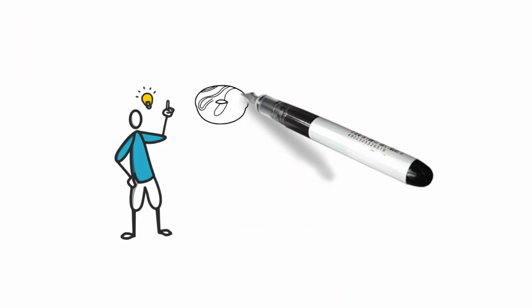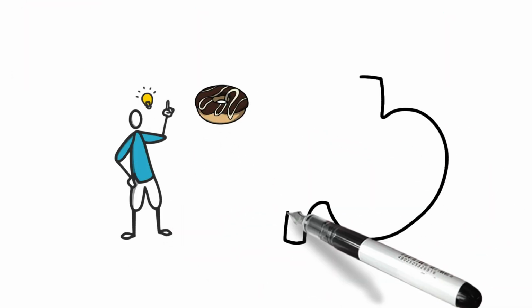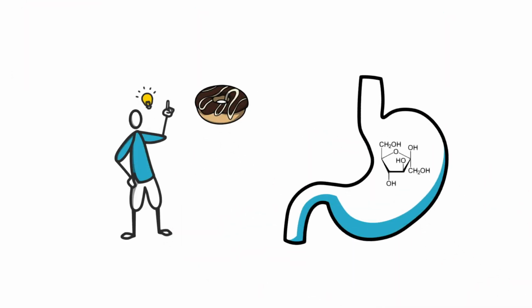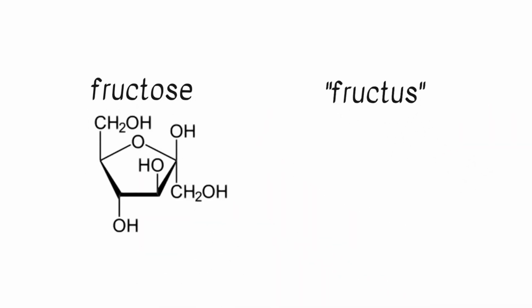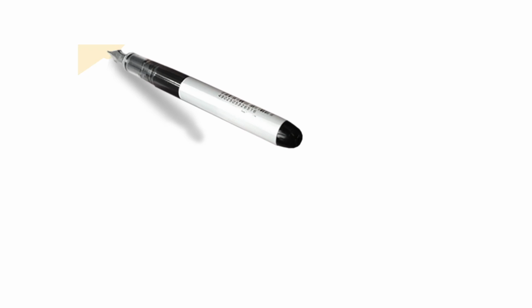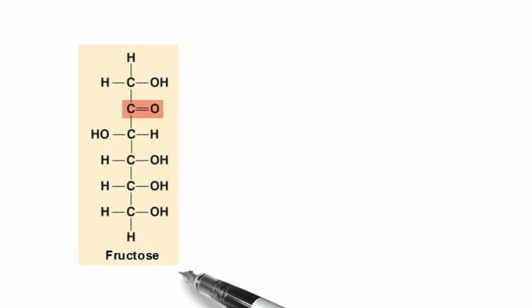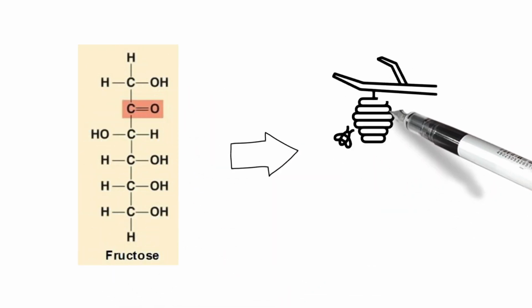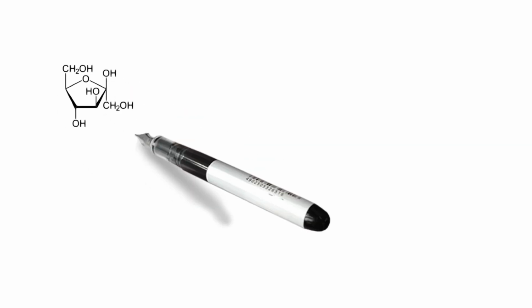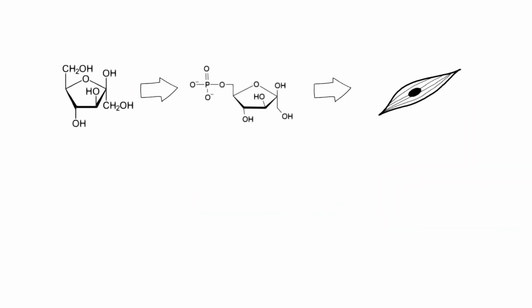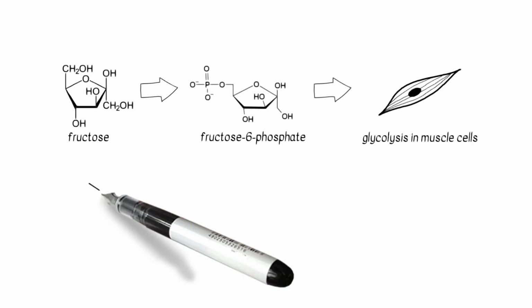When you reward yourself with a sweet treat, chances are you've just consumed a lot of this 6-carbon sugar. Fructose, also known as fruit sugar, derives its name from the Latin word fructus, meaning fruit. It is the only naturally occurring ketohexose, and is commonly found in honey, as well as a variety of fruits and vegetables.